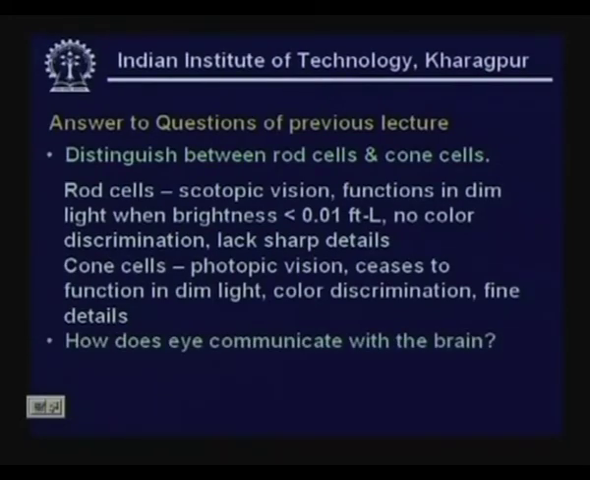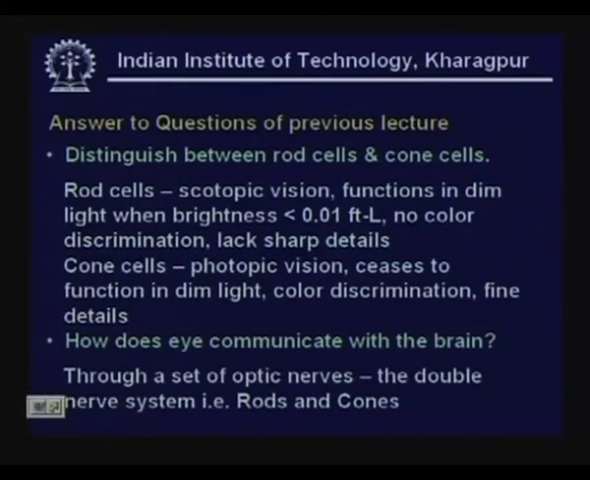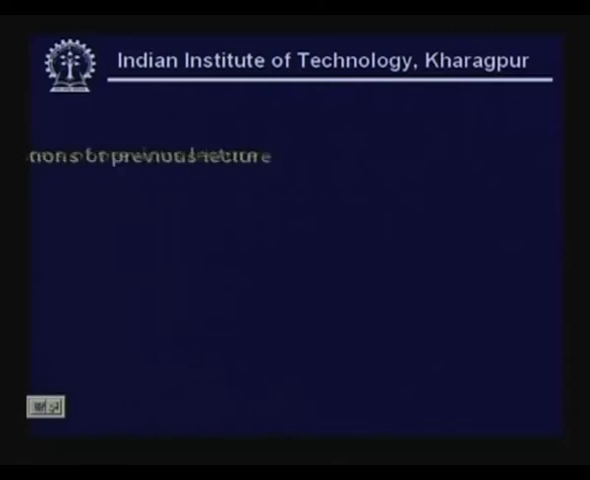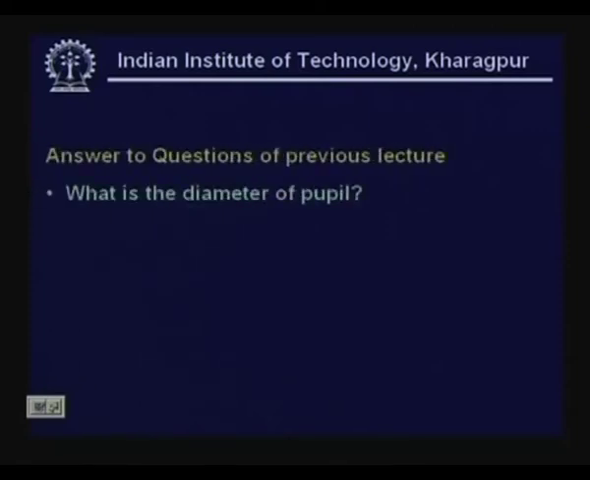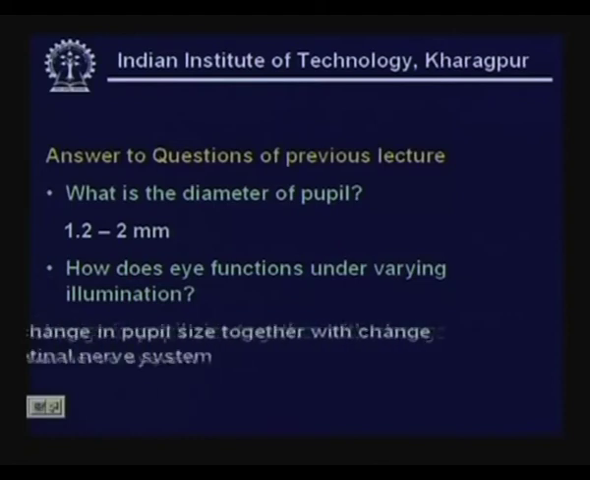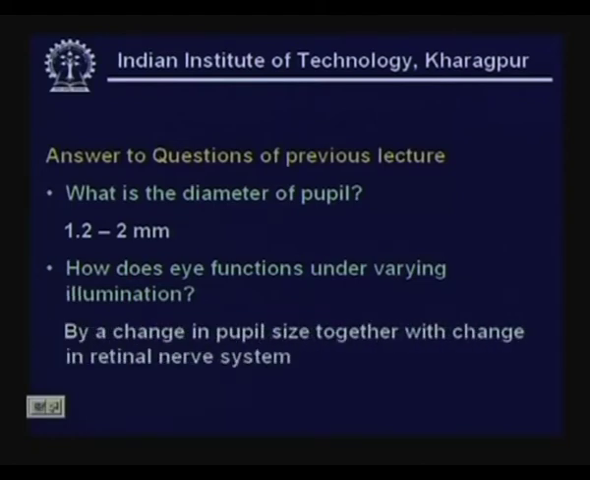How does the eye communicate with the brain? Through a set of optic nerves, the double nerve system, that is what we call rods and cones. What is the diameter of the pupil? Diameter of the pupil is around 1.2 to 2 mm. How does the eye function under varying illumination? By change in pupil size together with change in the retinal nervous system.